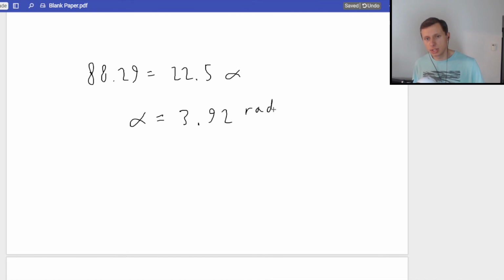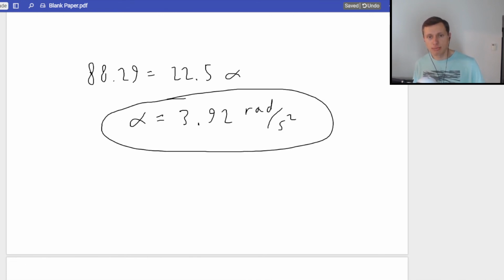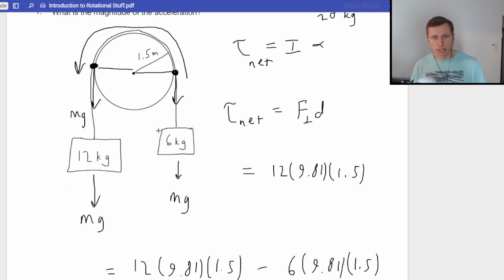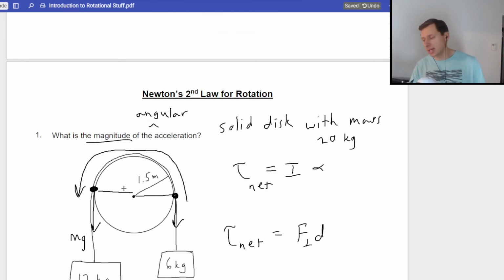And again, the units are radians per second squared. And also, since I was asking for the magnitude of the acceleration, magnitude means even if I did get a negative answer here, I want to make it positive anyway. And again, that's because, look at the question, I said it was the magnitude of the angular acceleration, which means I don't care about the plus or minus.